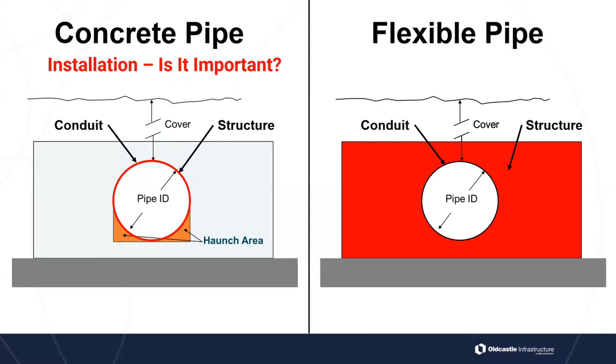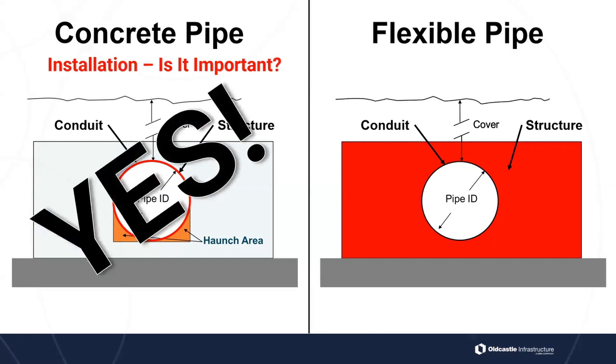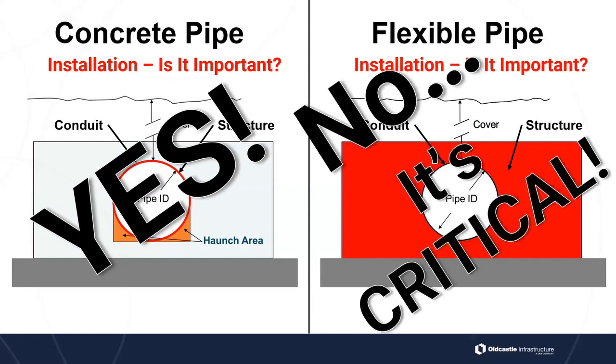So when you ask on concrete pipe installation, is it important? Yes, it is very important, right? Installation is important for concrete pipe. But if you ask the question for flexible pipe, is it important? No, it's not important. It is critical. It's critical that it's built correctly, because if you're not building that structure, then we're not sure that that pipe's going to be able to withstand those loads above it. And that is a very big problem.